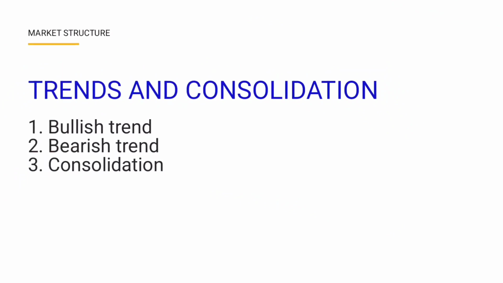First off, let's talk about trends and consolidations. Basically, the forex market doesn't move in a straight line. Of course, it moves in waves. And these waves can either be moving upwards, downwards, or sideways. If it moves upwards, it's called a bullish trend. If it moves downwards, it's called a bearish trend. But if it moves sideways, it's called a consolidation.